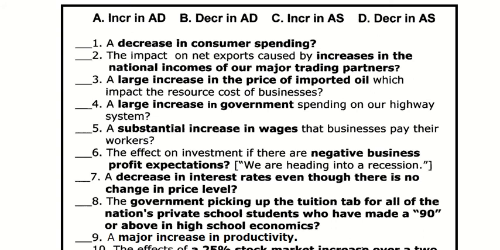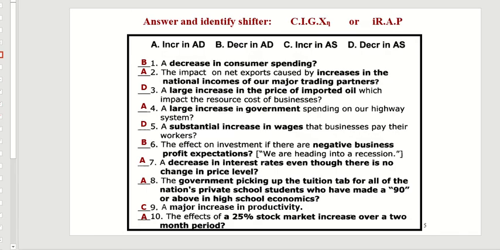Number 2, the impact on net exports caused by increases in the national incomes of our major trading partners. That would increase our net exports, so increase aggregate demand. Number 3, a large increase in the price of imported oil. That's going to decrease aggregate supply, as that would be inputs. The price of oil is an input. If input prices increase, aggregate supply decreases. Number 4, government spending. That pretty much speaks for itself.